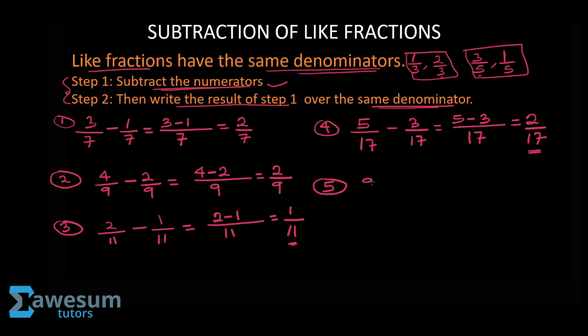Let's look at another example. 9 over 21 minus 7 over 21. How do we solve this? The numerators are 9 and 7. So that is going to be 9 minus 7 over that same denominator, which is 21. 9 minus 7 is 2 over the same denominator, 21. That is it. Pretty easy.